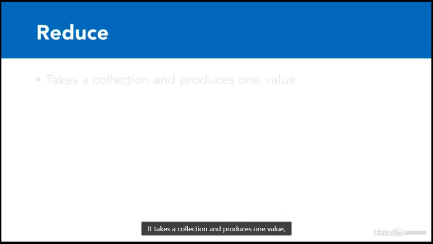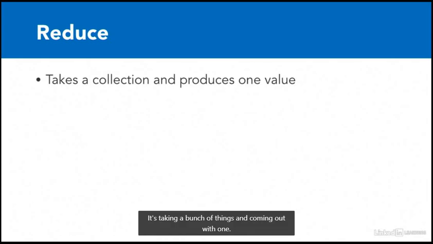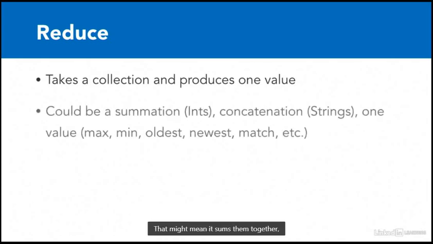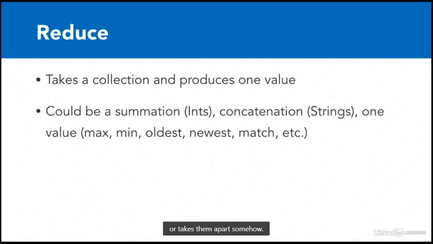Reduce is the same way. It takes a collection and produces one value. And that's it. Don't overthink it again. It's taking a bunch of things and coming out with one. That might mean it sums them together, it might mean it concatenates them, it might mean it merges them together some other way or takes them apart somehow. But the idea is you take a bunch of things and you come up with one value. So you could call it boiling down, you could call it combining, you could call it reducing. And that's what it's called, reduce.